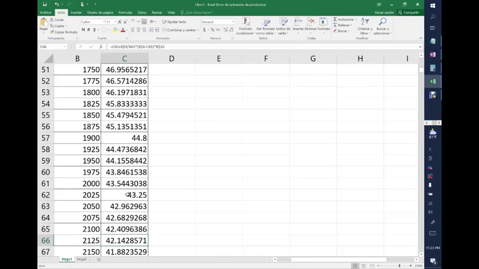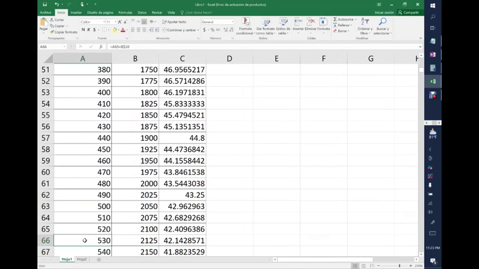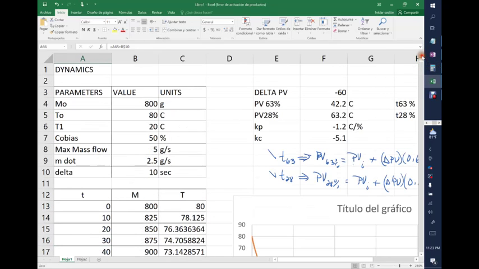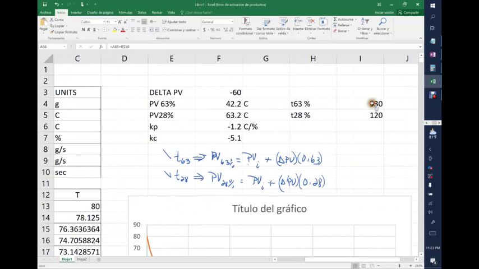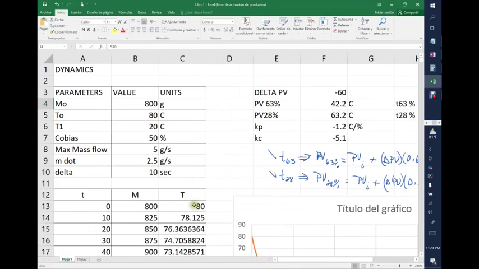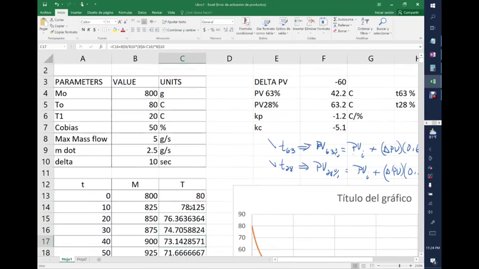Between these two guys, 42.2, basically you can more or less say that this is the value somewhere there, and that will give you 530. So that's the time of what we call T63, it is 530 right here. Now the other time that I need is the one that happened at 63.2 on the PV. So we look again for the column of 63.2.